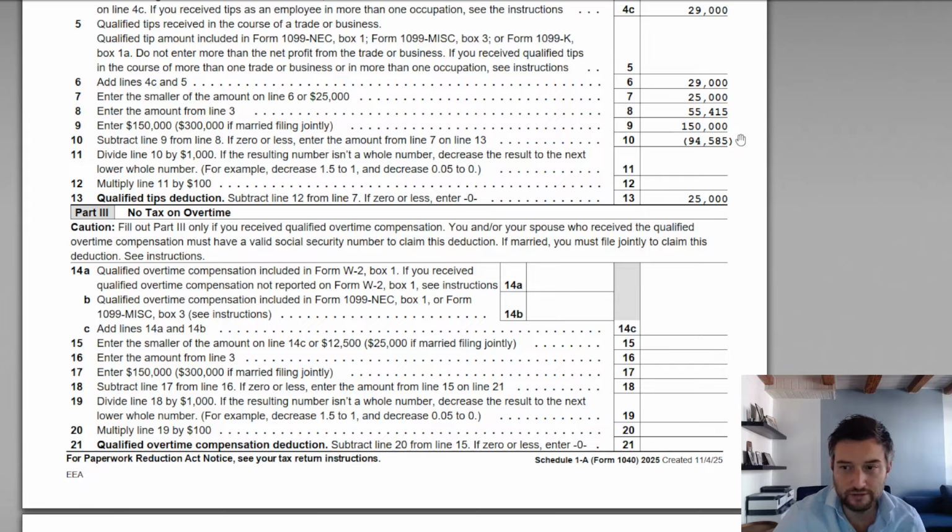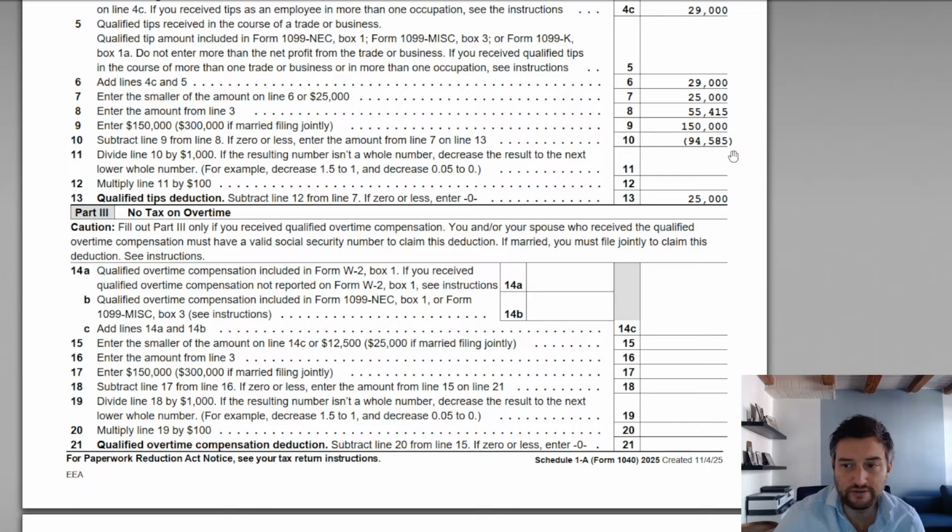And then we do a little math, right? Line 10 asks us to subtract line 9 from 8. If it is 0 or less, enter the amount from line 7 on 13. So we have an amount that's less than 0, right? Negative 94,000. So he's well below the modified AGI phase out. So we enter the amount from line 7, $25,000, down here on line 13. And so we don't have to do lines 11 and 12.